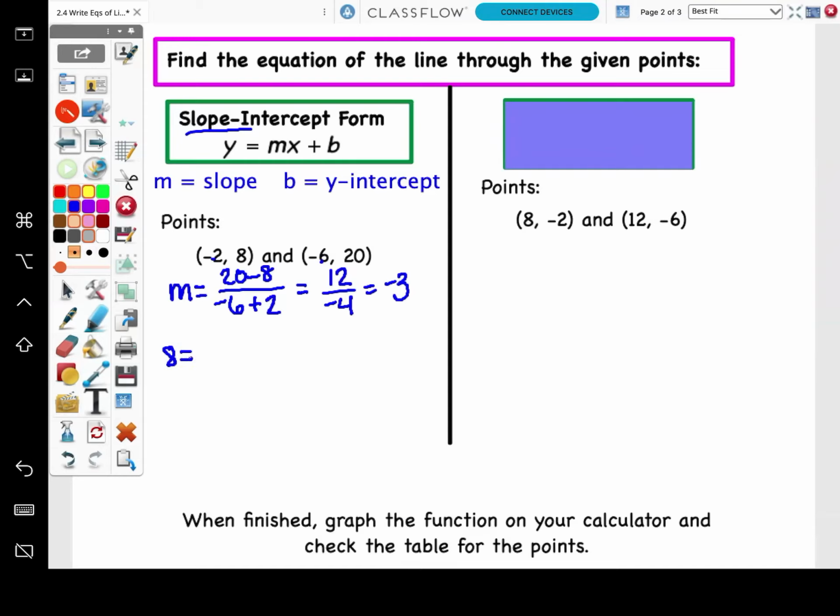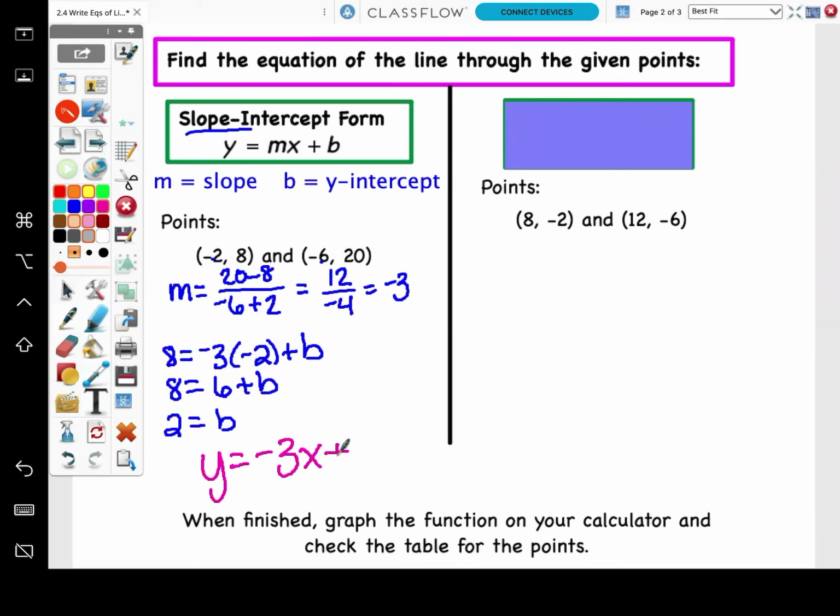So y, 8, is equal to negative 3 times negative 2 plus b. Negative 3 times negative 2 is 6. Subtract 6 and I get 2 is equal to b. So equation y equals negative 3x plus 2. We had to find m and we had to find b. Okay, so sometimes slope-intercept form, while it's easy and we're all very familiar with it, is not the most convenient.